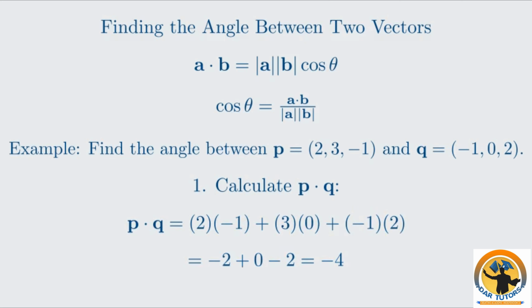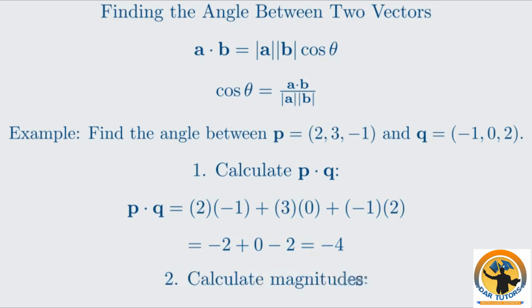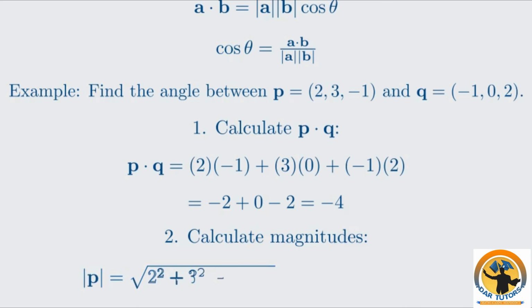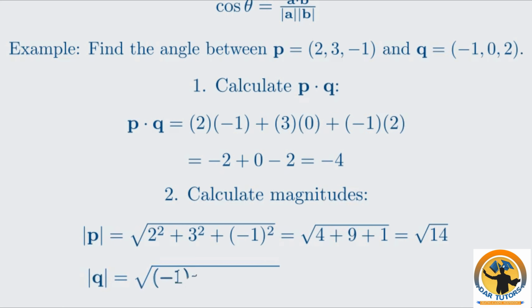Next, we calculate the magnitudes of p and q. The magnitude of p is the square root of 2 squared plus 3 squared plus -1 squared, which is the square root of 14. The magnitude of q is the square root of -1 squared plus 0 squared plus 2 squared, which is the square root of 5.